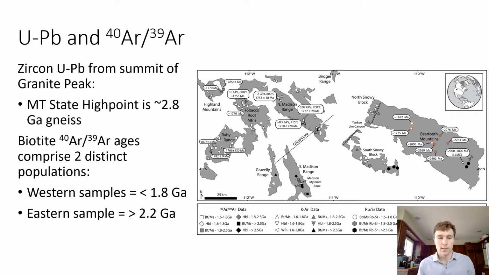Now into some results. Our uranium-lead and argon-argon analyses reveal that the Montana State High Point, Granite Peak, is comprised of 2.8 billion year old Archean gneiss. Additionally, biotite argon-argon ages comprise two distinct populations, with Western samples yielding less than 1.8 billion year old ages, while those from further east yielded ages more than 2.2. These give us constraints on our thermal history that we model with our zircon-helium thermochronometer.